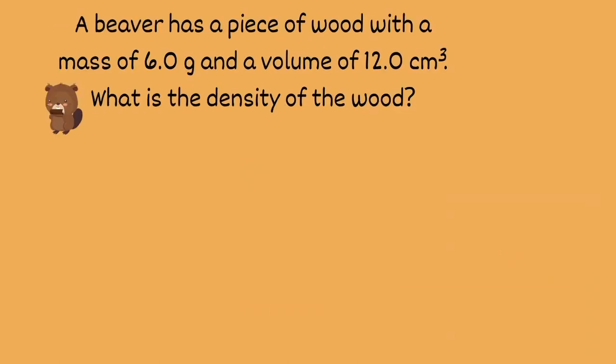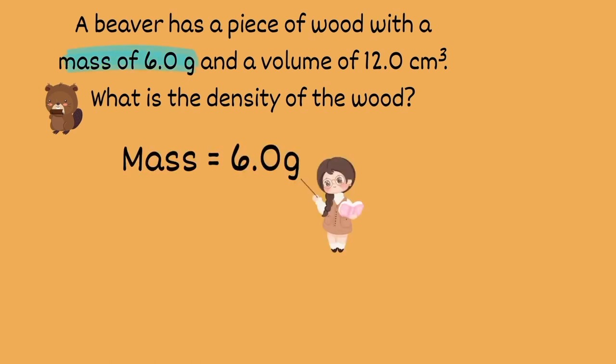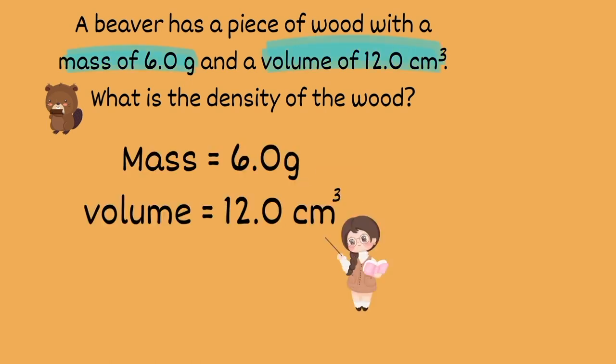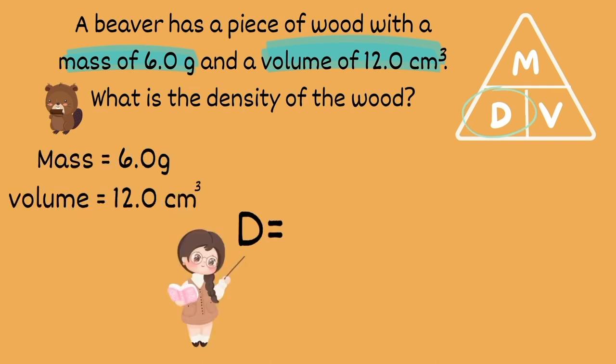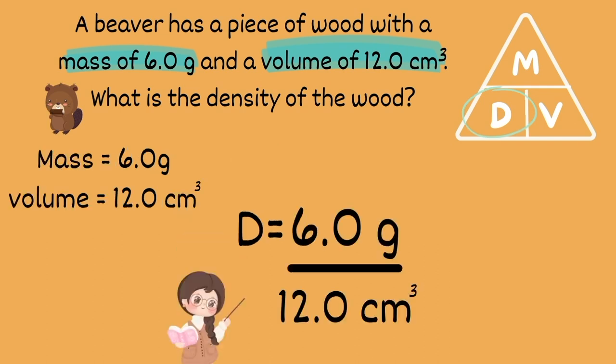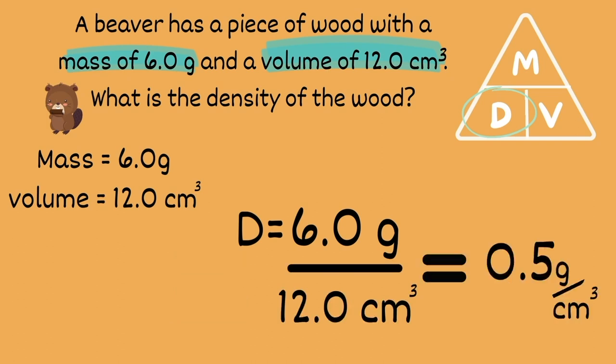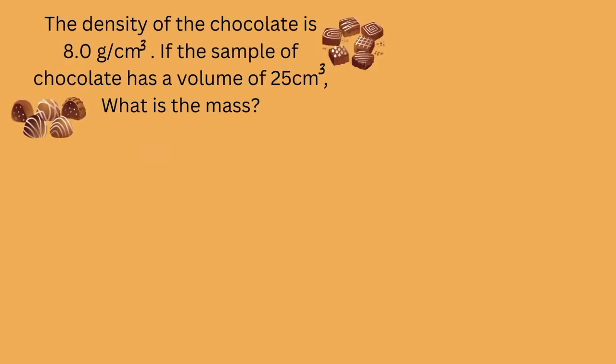A beaver has a piece of wood with a mass of 6.0 grams and a volume of 12.0 centimeters cubed. What is the density of the wood? Well, we're given the mass of 6 grams and the volume of 12 centimeters cubed. If we look at our pyramid again, it tells us that density equals mass over volume. So we're going to do 6 grams over 12 centimeters cubed as our volume. If we punch this into our calculator, we get 0.5 grams over centimeters cubed.